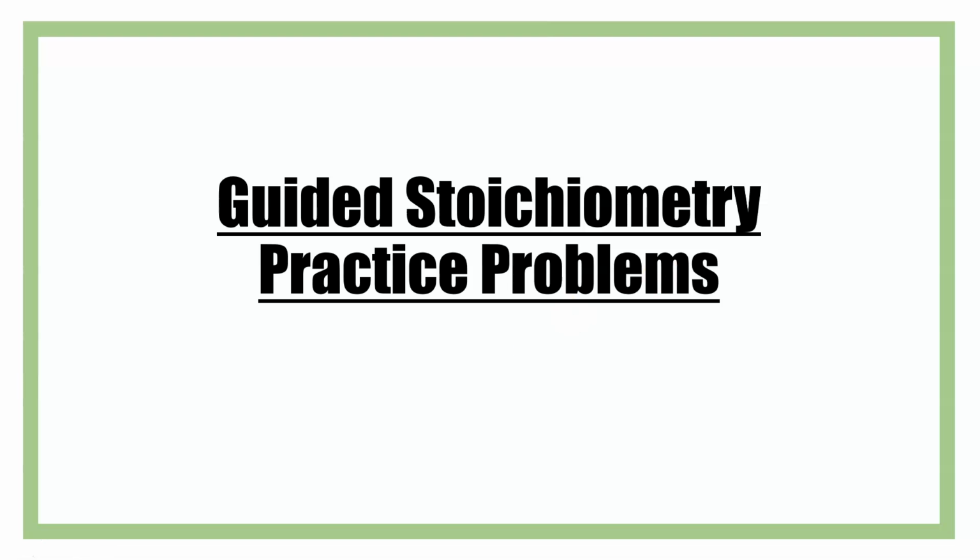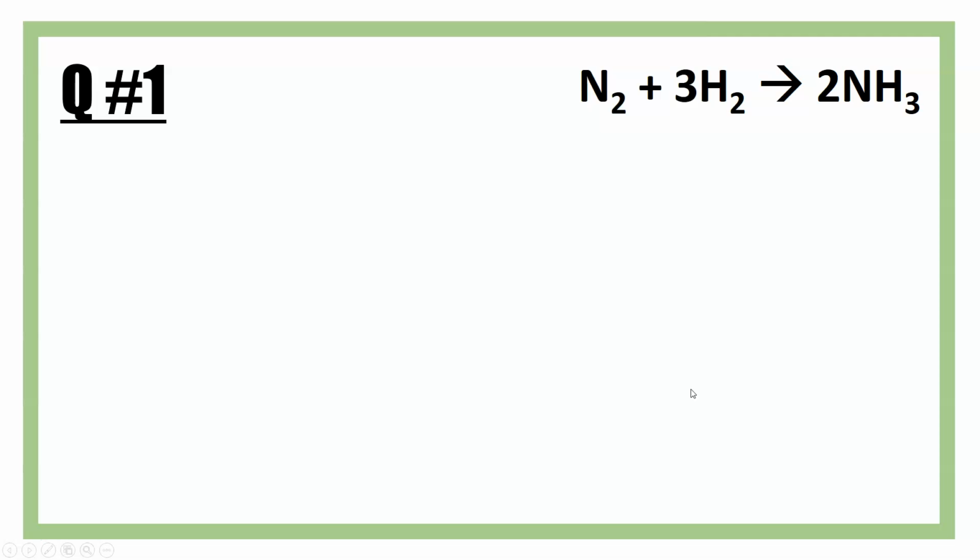So let's do a couple of guided problems showing you how you piece all of this together. So question number 1, we're going to use the equation at the top. Step number 1, you always have to make sure it's balanced. Never assume that I balanced it for you. If I'm nice, I might, but I won't always do that. You need to make sure you always check.